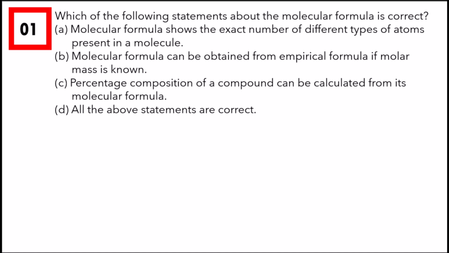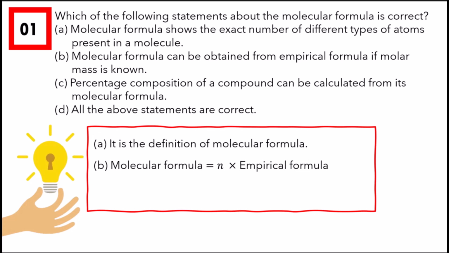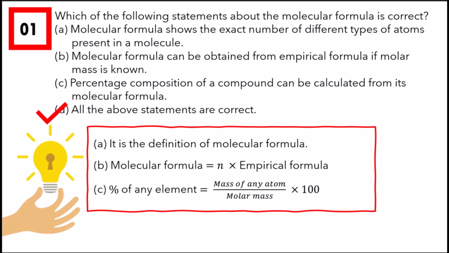In this question, three statements are given for the molecular formula. Option A represents the definition of the molecular formula, so it is correct. In option B, the relationship between the molecular formula and empirical formula is explained, so that is also correct. Whereas option C is about the formula presentation to find the percentage of any element from the molecular formula. So, in a nutshell, all three options are correct. That's why the correct answer is option D.